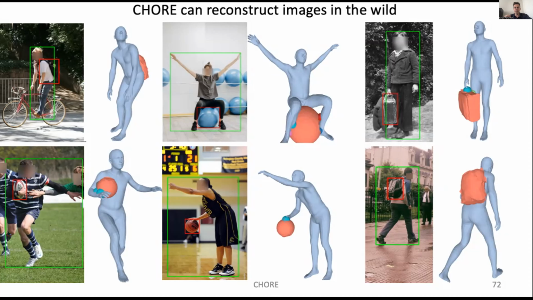So these are the first steps towards modeling human-object interactions from single images. It's an exciting problem, a new research area, but there's still lots of work to be done, right? Because when there are heavy occlusions or when the objects were not seen during training, the method would fail.